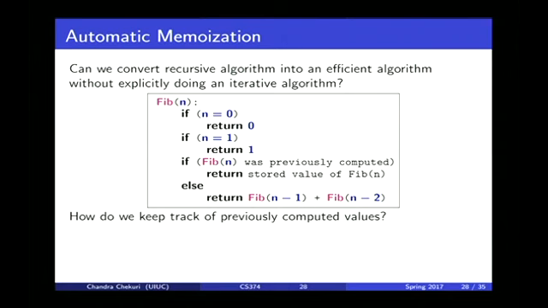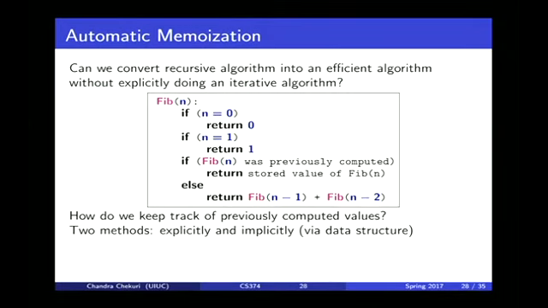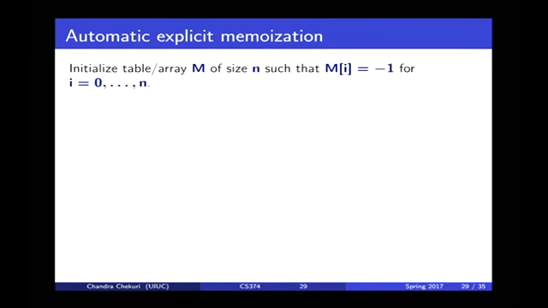How do you keep track of the previously computed values? This is the key question. You have to store it. How do you store it? You can store it explicitly, because I know that the array is of only a fixed size, or I'll just use a dynamic data structure. What does the data structure store? It just dumps my problem and the value to it.